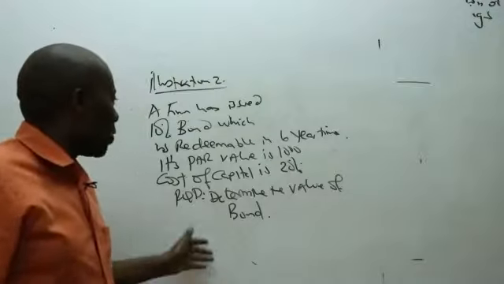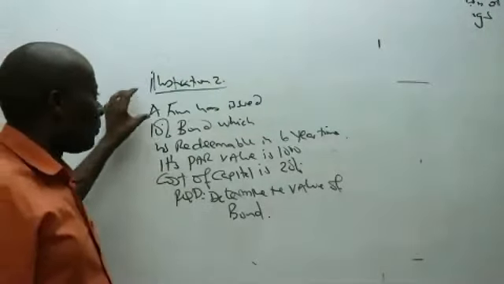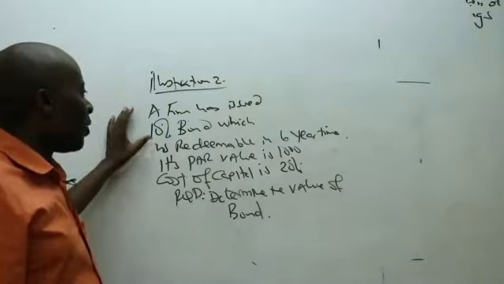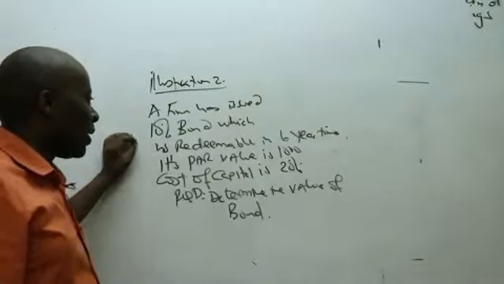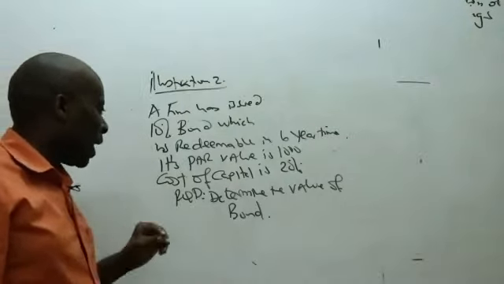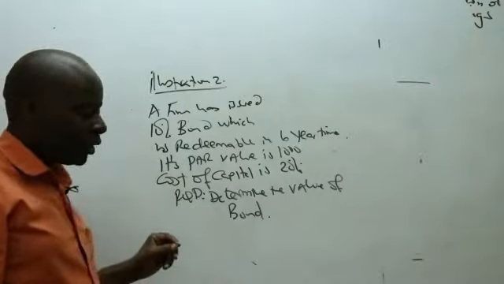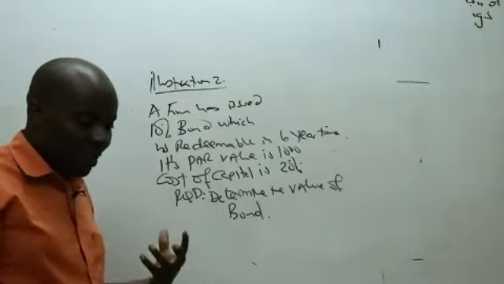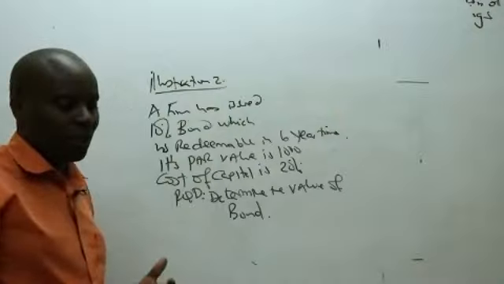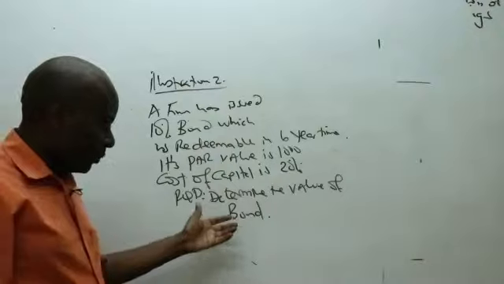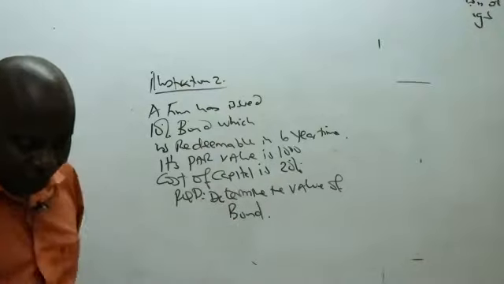We have a question. I hope now you can see this question. A farmer has issued 10% bonds, a bond which is redeemable in 6 years' time. Its par value is 1,000. The cost of capital is 20%, and then you are required to determine the value. Remember, we are studying valuation of securities. I'm giving you 5 minutes.